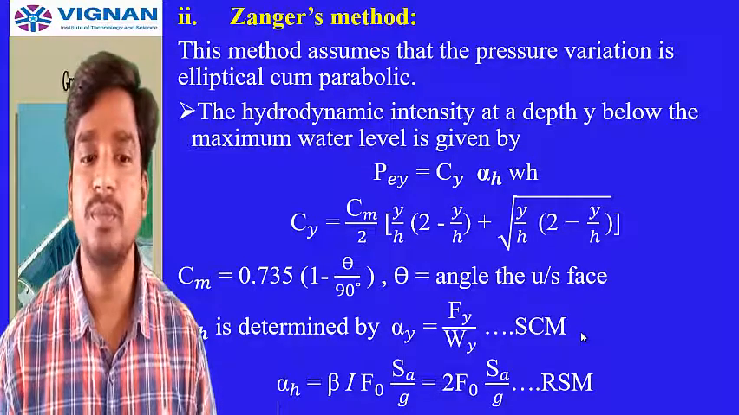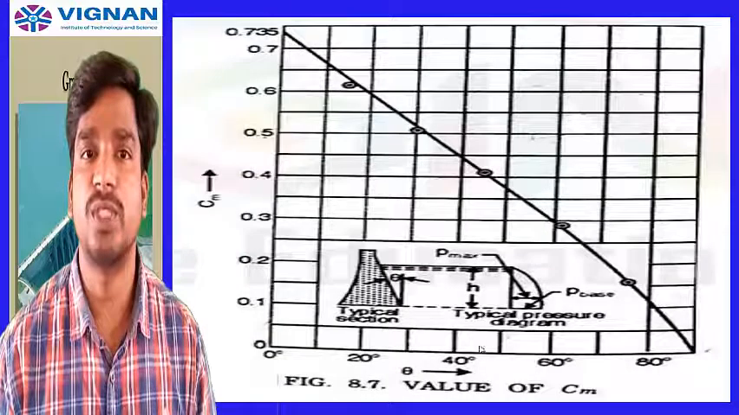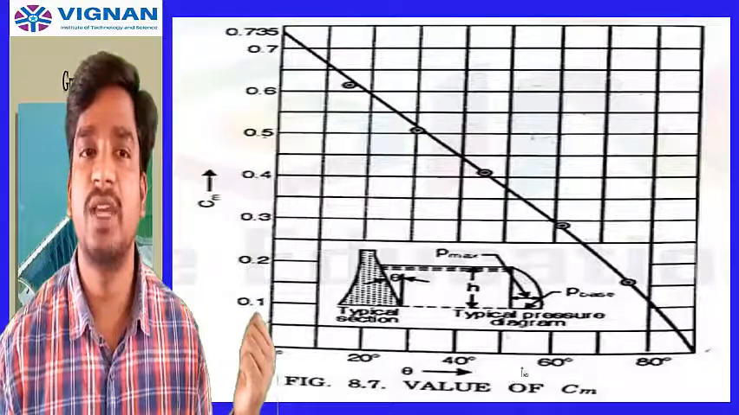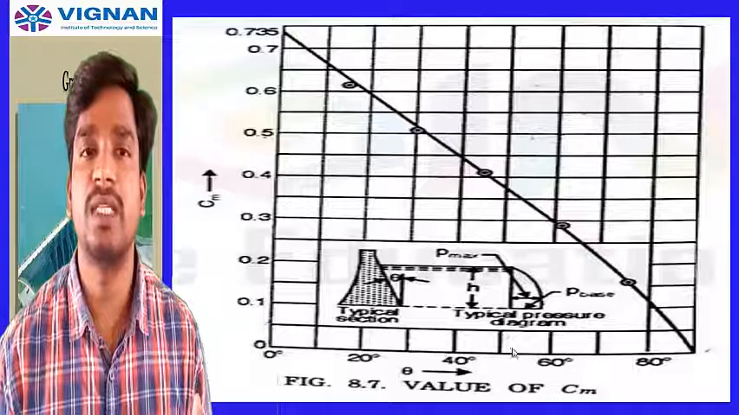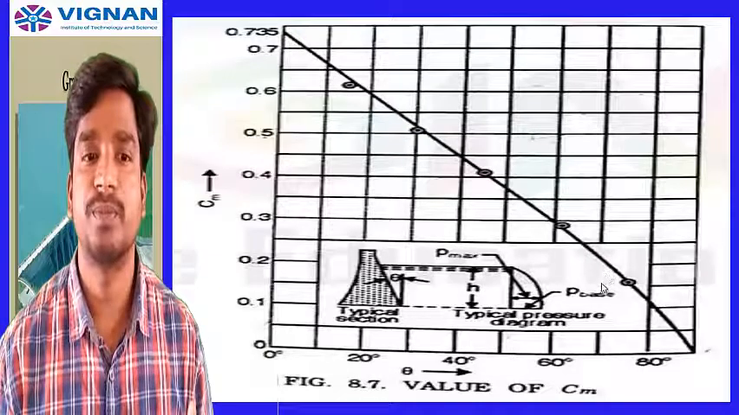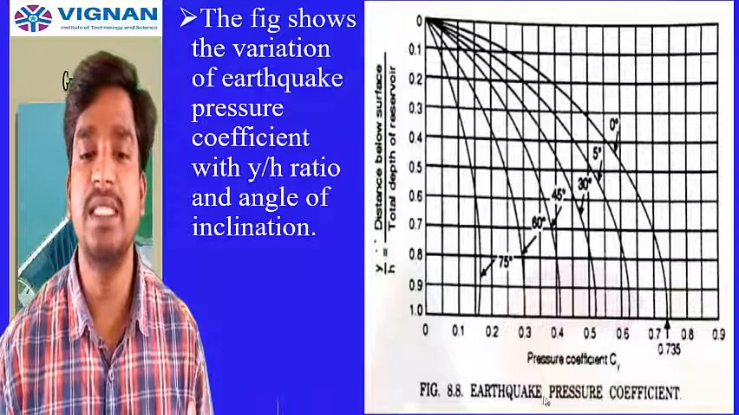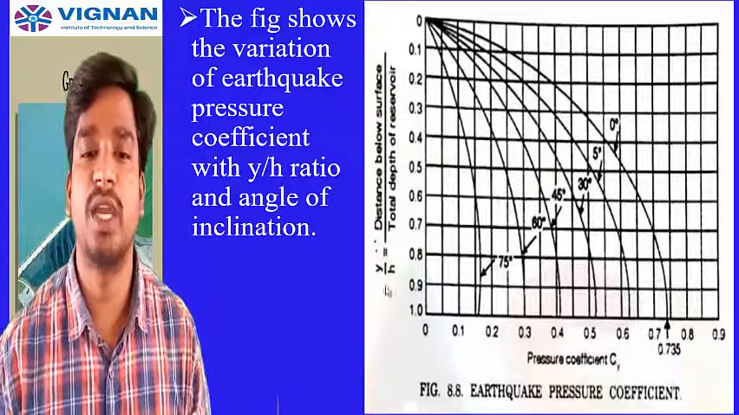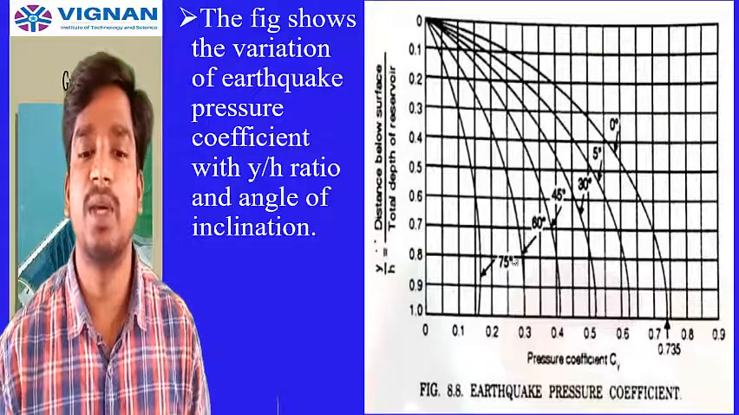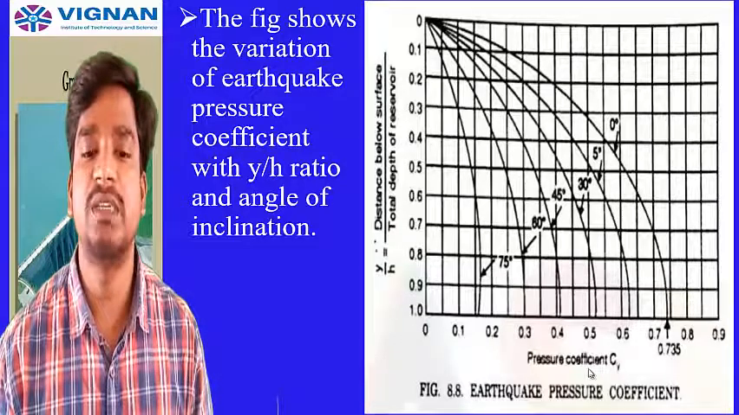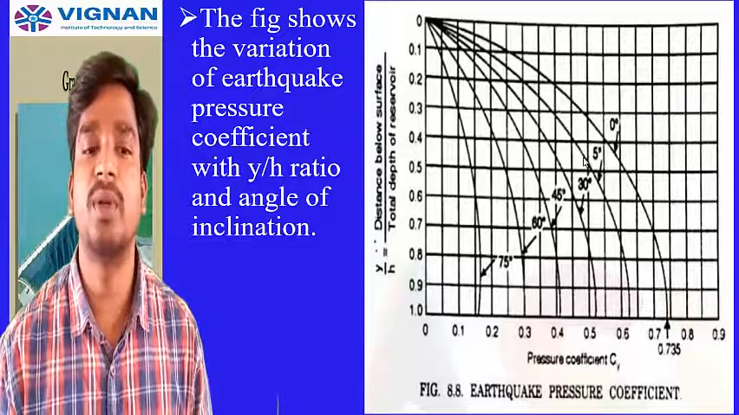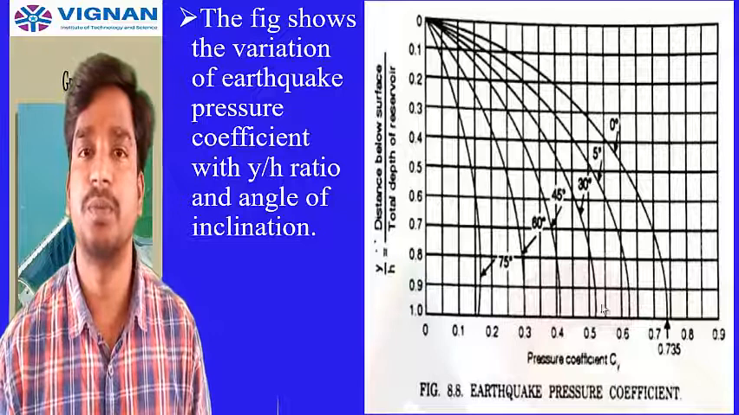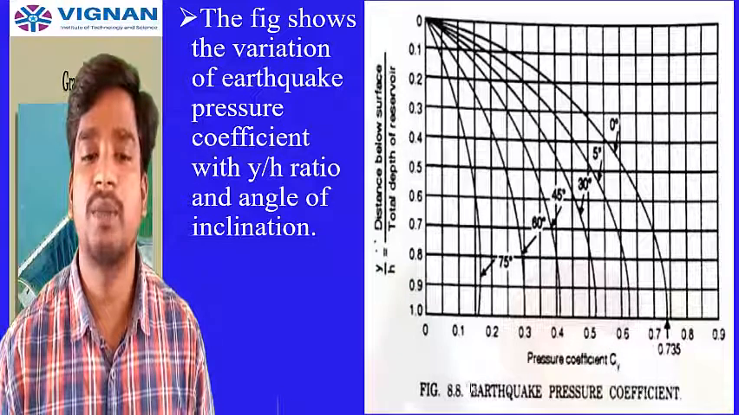Now, these are the values of Cm. The Cm value can be computed by using this graph. Here on the x-axis we have theta values, on the y-axis we have Cm values. Based on the theta values, you can compute the Cm values. Now here you can see the Cy values. On the x-axis we have Cy values, on the y-axis we have y by h values. With respect to the angles, you can compute any one of these values. If you know the Cy value, then with respect to this angle you can compute the y by h value. If you know the y by h value and the angle, you can compute the third value. So these are the earthquake pressure coefficients.